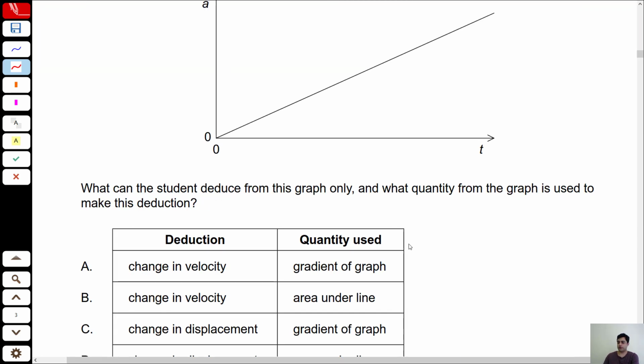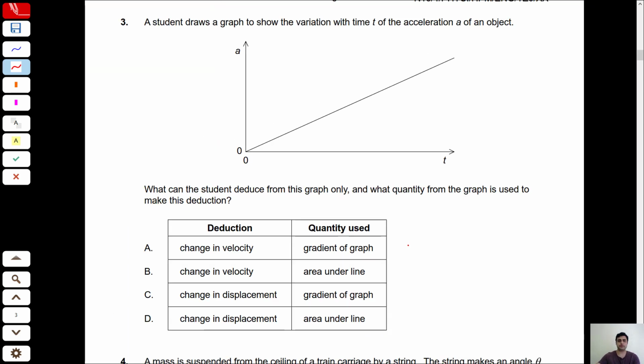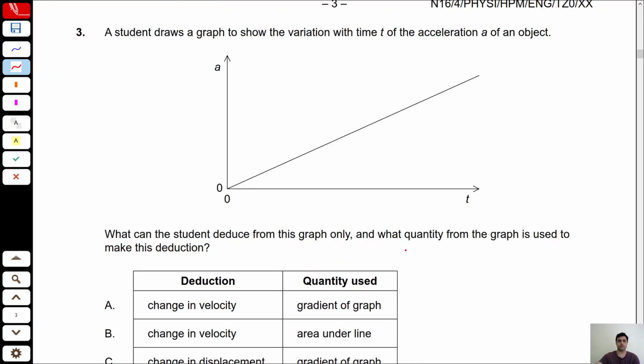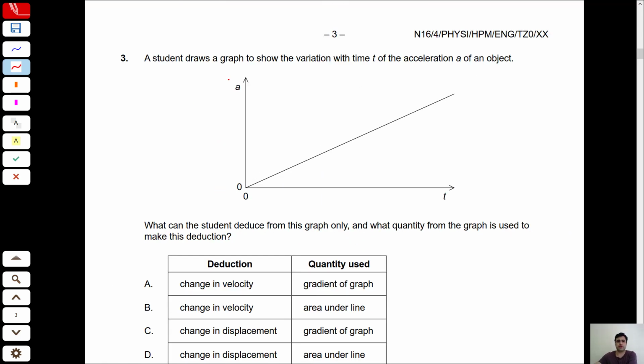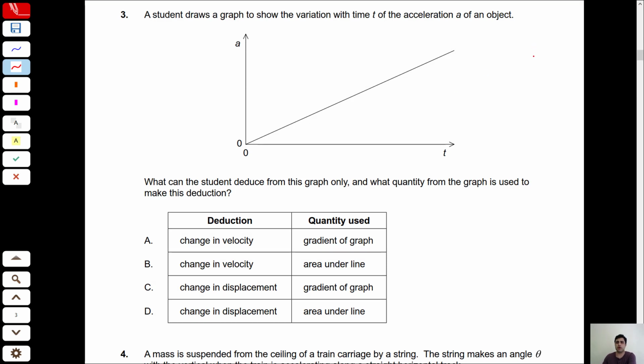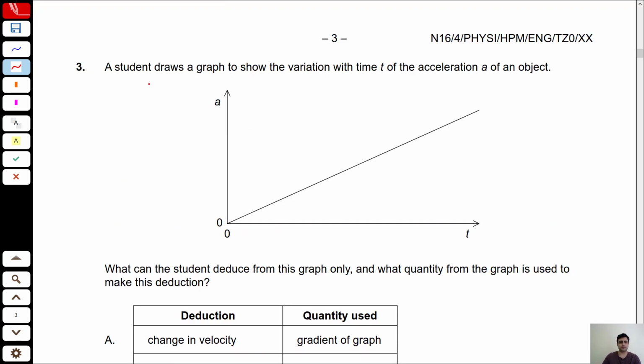The student draws a graph to show the variation with time t of the acceleration a of an object. Now, before solving this question, remember this: if I give you graphs of displacement versus time, velocity versus time, and acceleration versus time, to go from the displacement graph to the velocity graph and then forward, you have to find the slope of the graph, the gradient, or the derivative. In physics, we don't perform differentiation, we just find the slope of the graph.